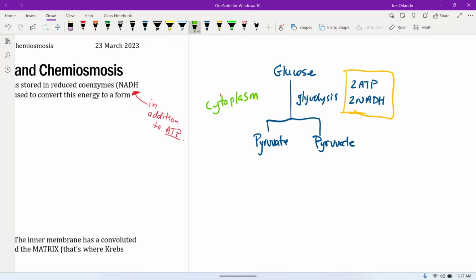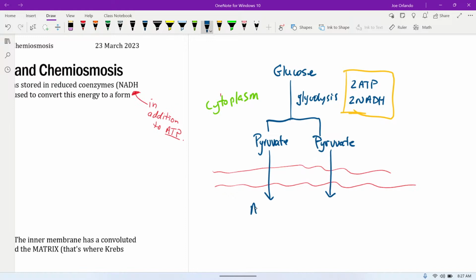Where does the pyruvate go? It passes into the mitochondrion. How many membranes is it going to have to pass through to do that? 2. Where in the mitochondrion does it go? Into the matrix. Good. Along the way, what does it get converted into? It gets converted to an acetyl group, which is a 2-carbon group, and it gets bound to an enzyme called coenzyme A. So acetyl-CoA, but really it's that acetyl group that we're looking at.